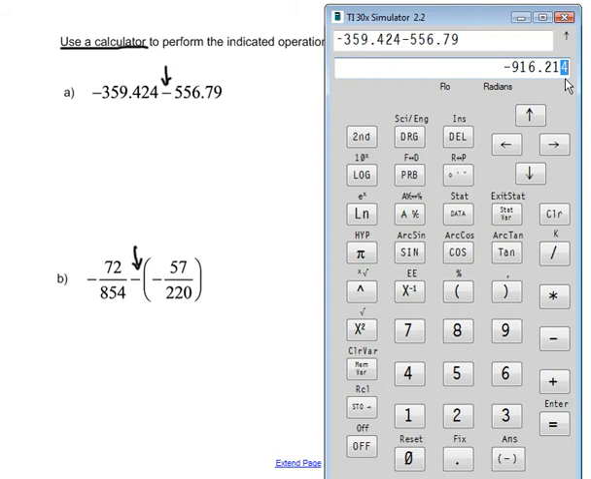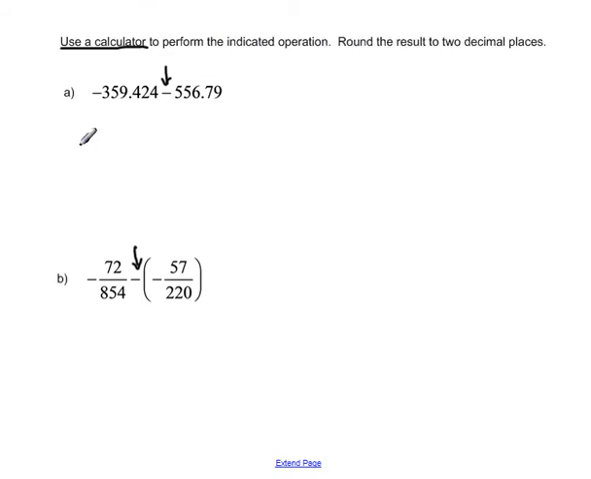And if you remember the rounding rules, if it's 5 or higher, we would round the digit up. But this is not 5 or higher, that's just 4. So we're going to leave that second decimal place exactly the same. So our final answer will be negative 916 and 21 hundredths. So let's go ahead and write that down. So negative 916 and 21 hundredths.